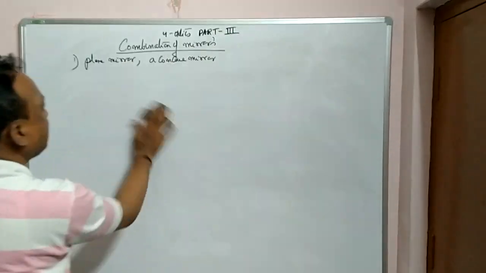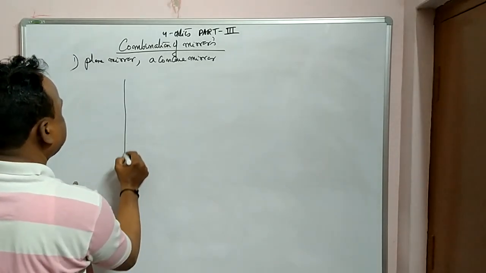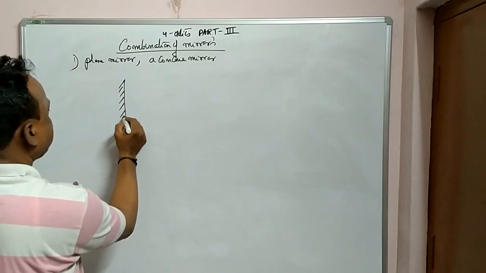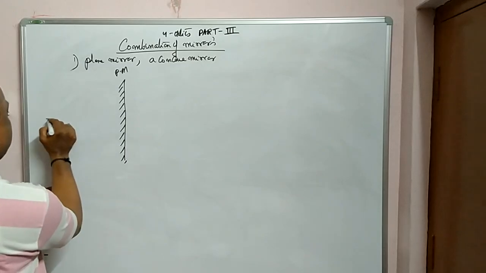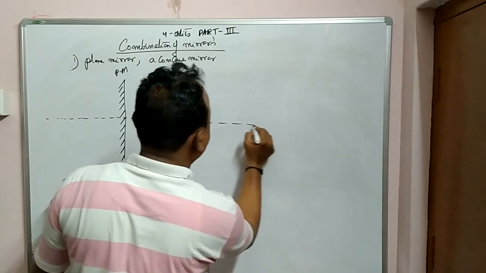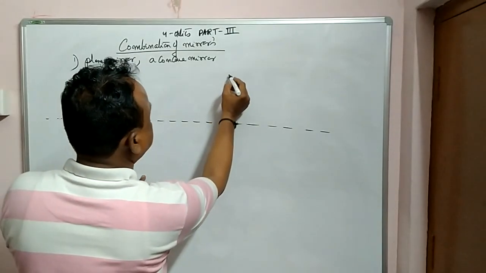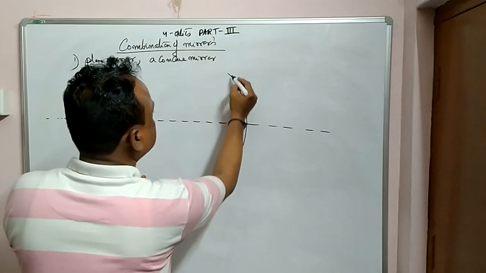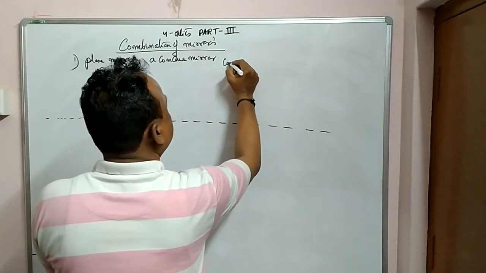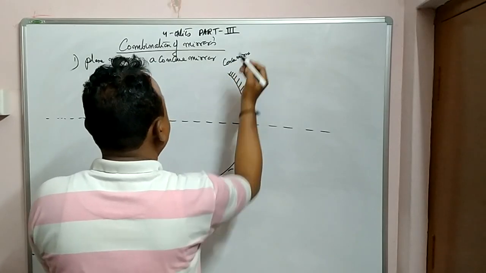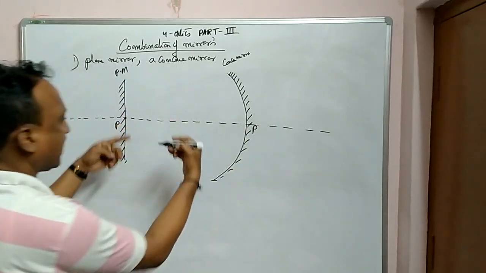Let us see the first condition, plane mirror and concave. For example, if I take a plane mirror like this, this is a plane mirror in the combination of mirrors. This is, of course, the horizontal axis, the principal axis. To this I'll add one more, a concave mirror. Now see, both the poles are almost on the same axis here.